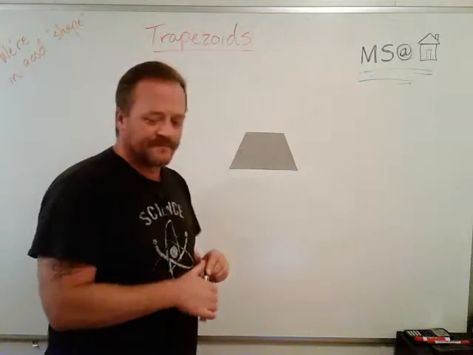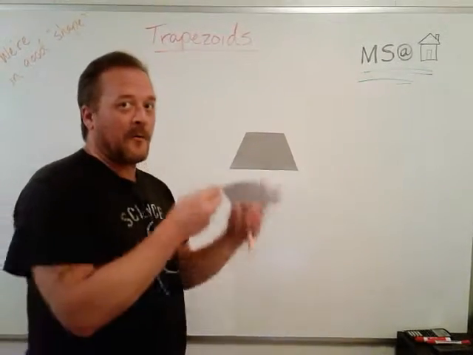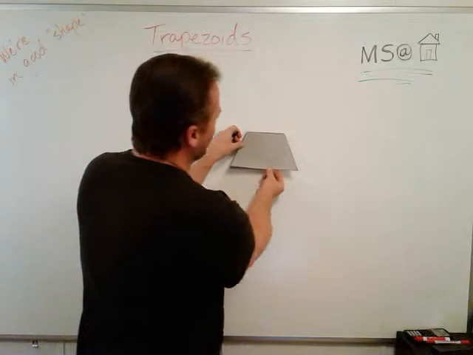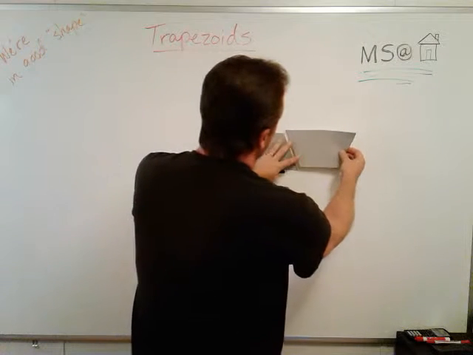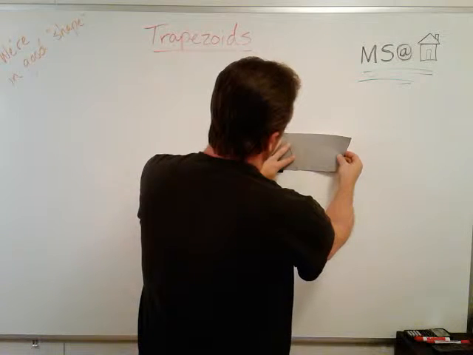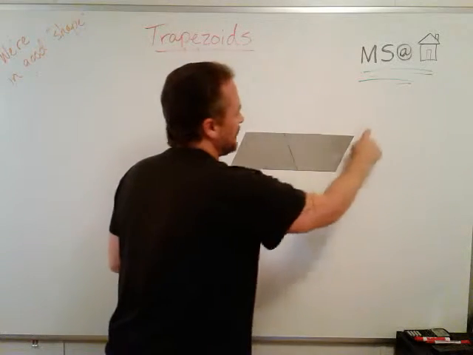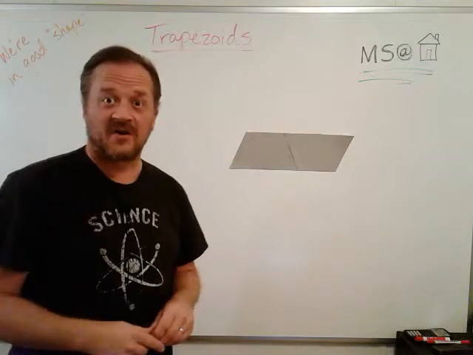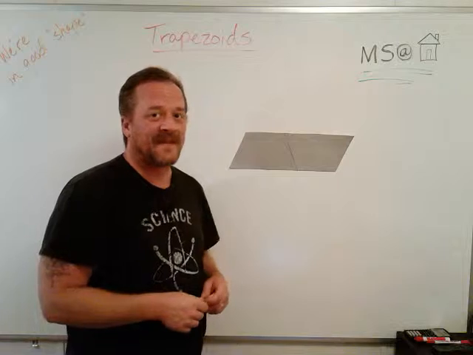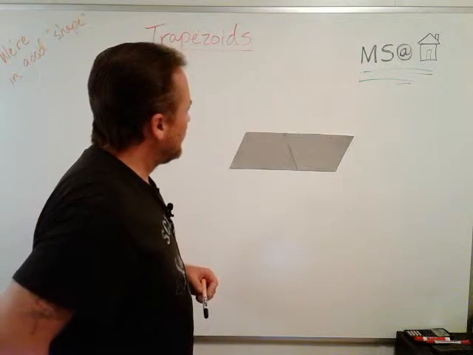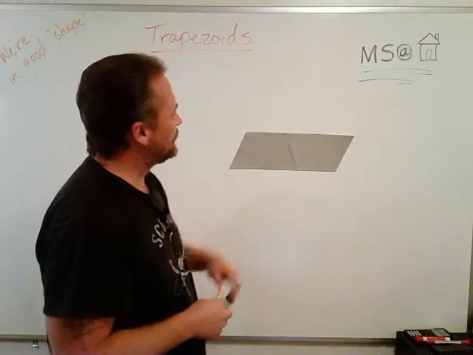But watch this. If I make an exact copy of this, which I just happen to have right here, and I flip it upside down and line up these two sides, can you see what's happening? I actually have a parallelogram now. Cool. So this is actually half of a parallelogram, all right? So how can I use the parallelogram formula to figure that out?